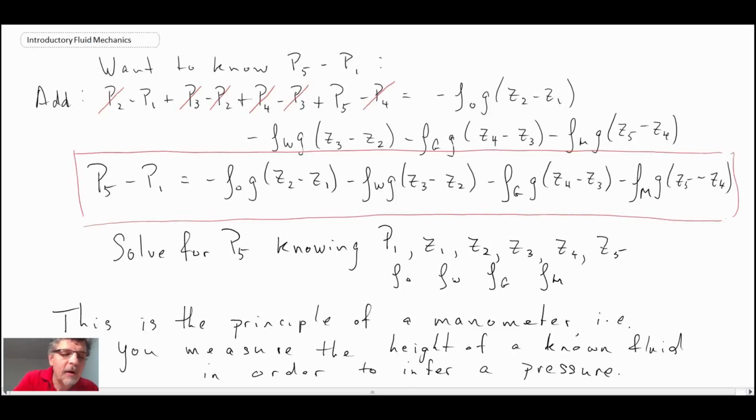The principle of the manometer is pretty simple. What you do is you measure the height of a known fluid, so you need to know the density of the fluid and you need to know where the interfaces are, and by doing that you can then infer a pressure that you are trying to measure. So that is the principle of the manometer. We'll continue on and take a look at a couple of applications of that.